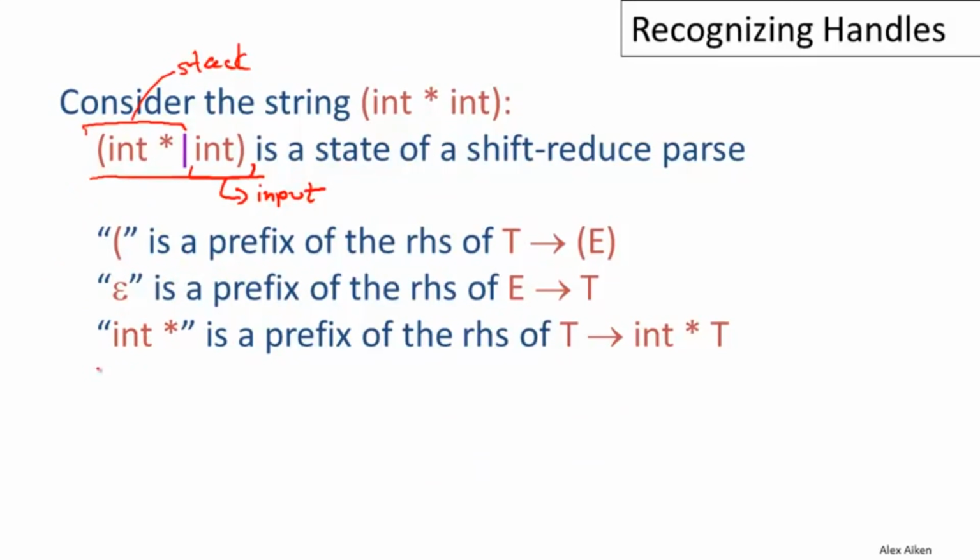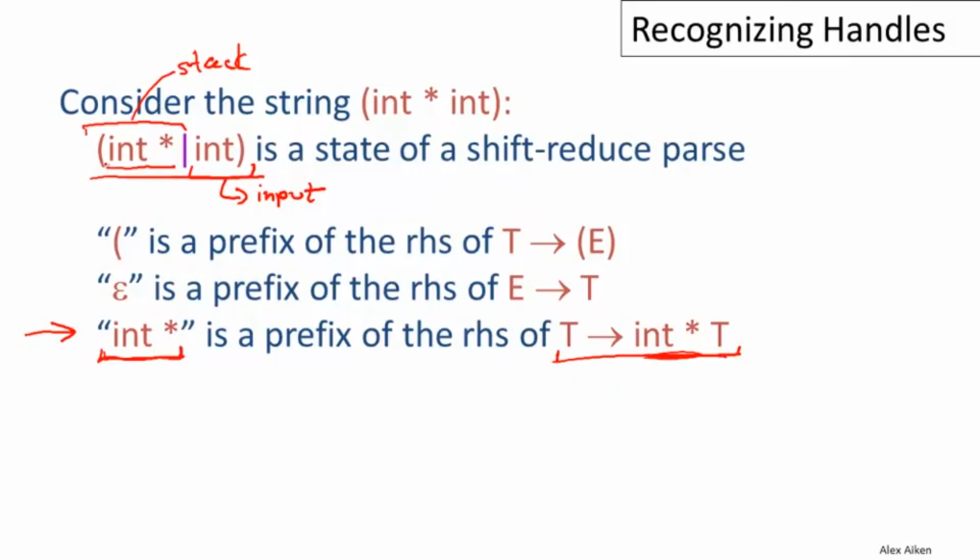Well, let's start here at the bottom. Let's actually work from the bottom up. So we have int star at the top of our stack. So this is the right-hand side that we're currently working on. And that would be a prefix of this production, T goes to int star T. Okay. So what this says is that we've seen int star so far, and we're waiting to see T. Now, I'm not showing the items, but I'm just showing the productions that this is eventually going to use.